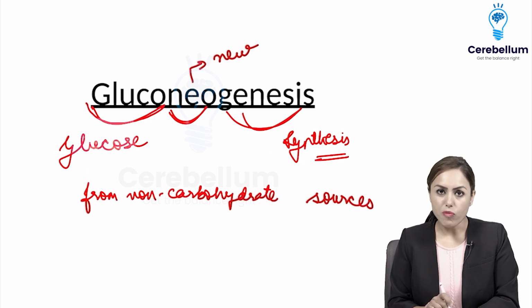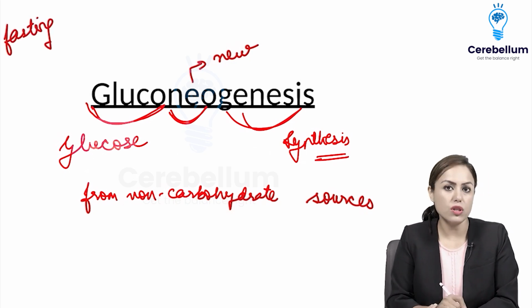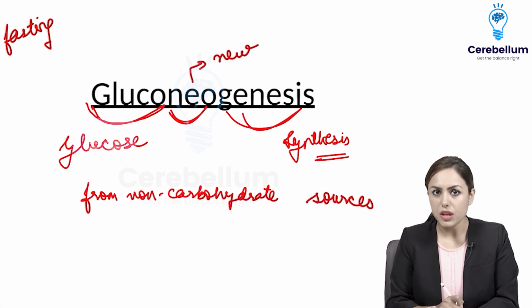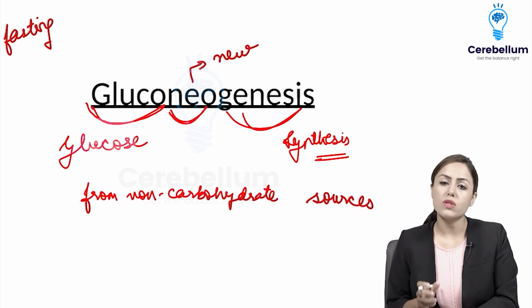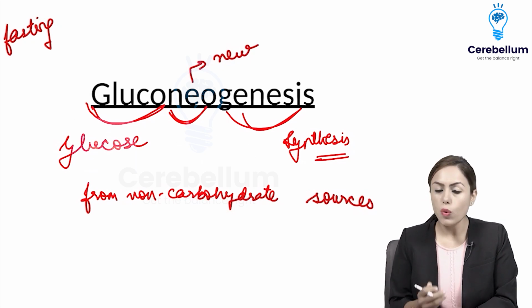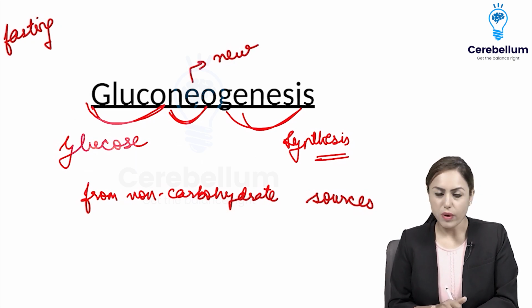Obviously, this pathway will occur in fasting or starvation, when the body is not eating food. So glucose is not coming from outside, and glucose is a very important fuel for most of the cells. So that's why it is important to synthesize it.